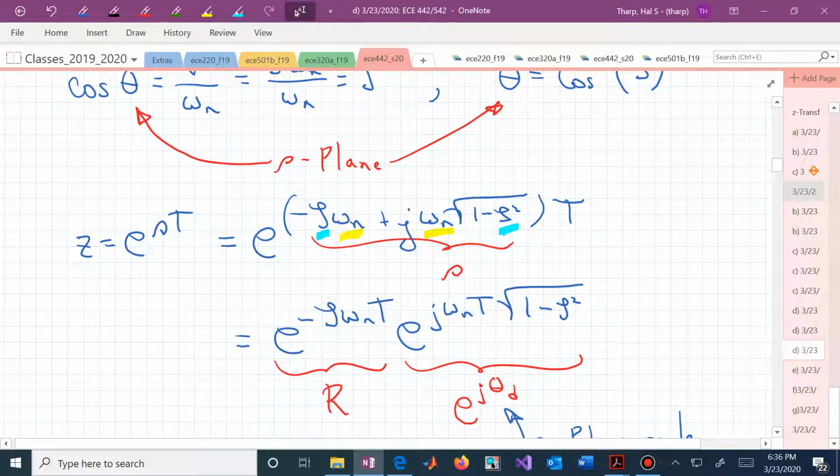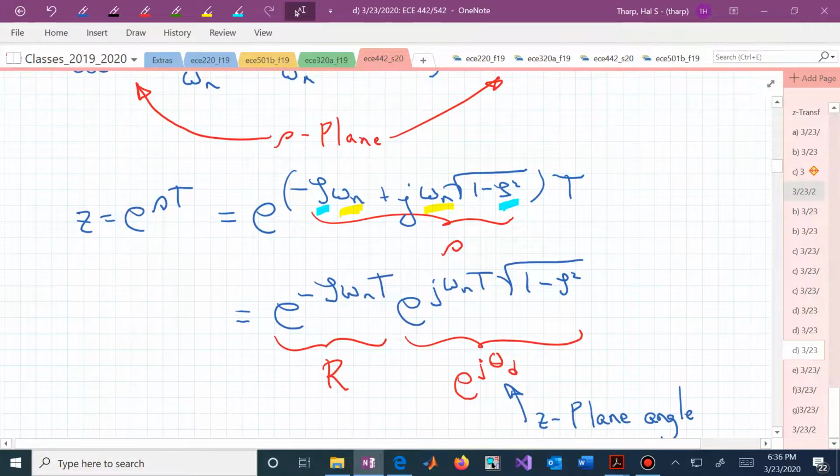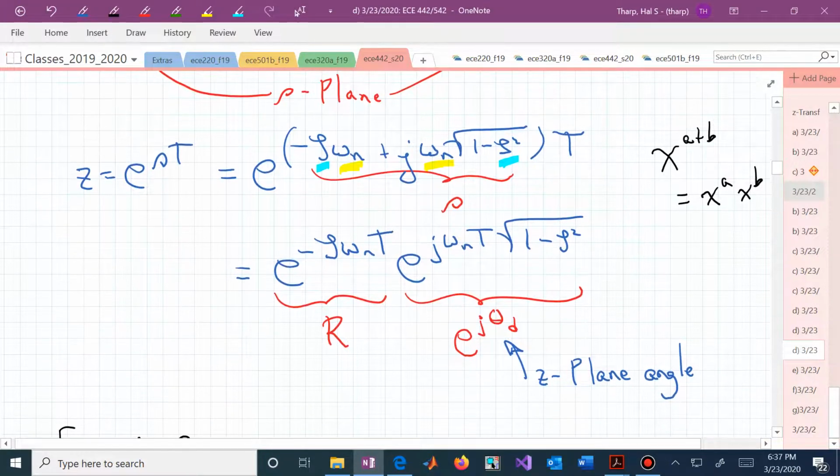We're distributing the sample period through both terms in the upper equation, and then we're simply pulling out the 2 different pieces, or realizing that some number, let's say x to the a plus b, is the same as x to the a times x to the b, where a in this case is minus zeta omega sub n t, x is actually e, and b is j omega sub n t square root of 1 minus zeta squared.